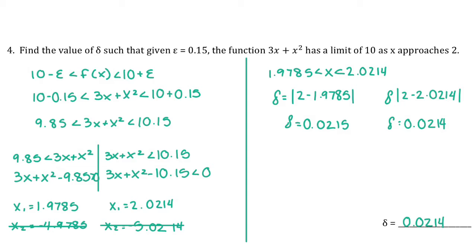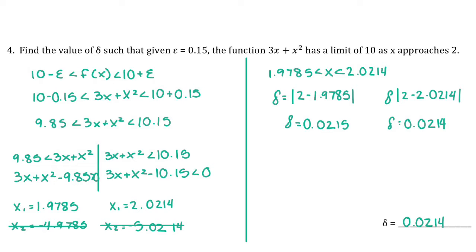Find the value of delta such that, given epsilon equals 0.15, the function 3x plus x squared has a limit of 10 as x approaches 2. Your first step is to set up this inequality, which is 10 minus epsilon is less than f of x, which is less than 10 plus epsilon.